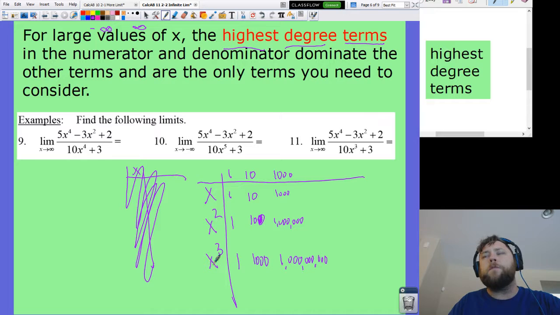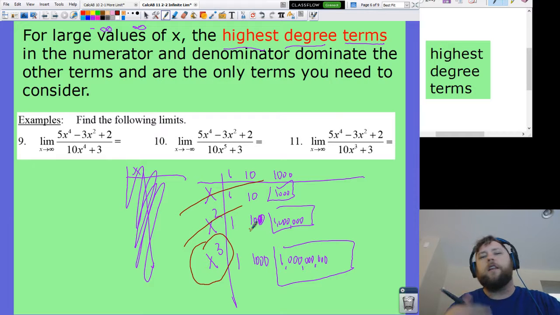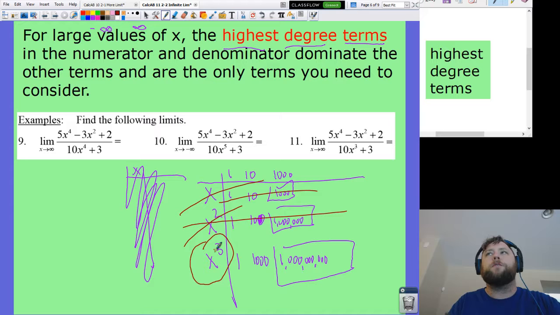This x cubed number, as x goes up, becomes way bigger than this number. And it's still way bigger than this number. But as x goes to really, really big numbers, all that matters is those highest degree terms are going to absolutely destroy everything else. When we're talking limits to infinity, these ones don't matter. Only the highest degree terms matter when we're talking about going to infinity.